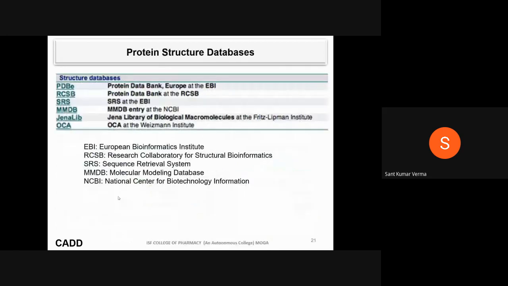There are different protein structure databases like PDBe, RCSB, SRS, MMDB, GenLib, OCA, where we can download the protein structure. Protein Data Bank is the most widely used source of a protein or enzyme or macromolecule.